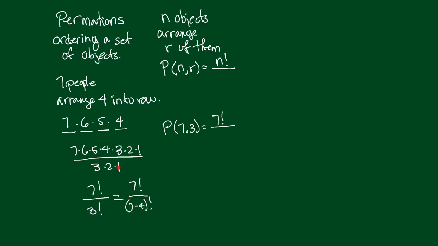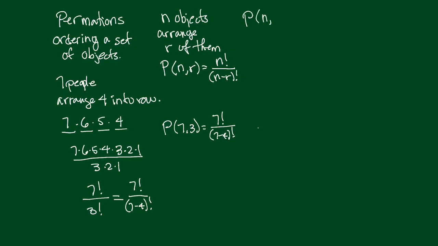So 7 is the number that you start with, minus the number that you arrange. So for us, down here, this was 7 minus 4 factorial. If I bring that up here, I've got n objects, and I'm going to subtract out r of them to arrange. So this is going to be n minus r factorial. There's the formula that we're looking for.